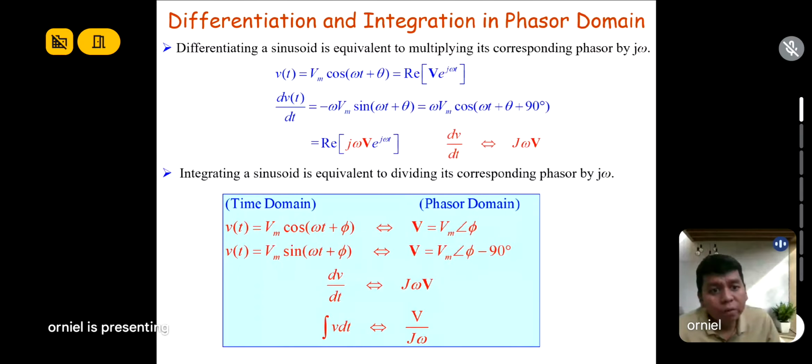And also, no, for the differentiation, integration, phasor domain, for the okay, this is for inductor.